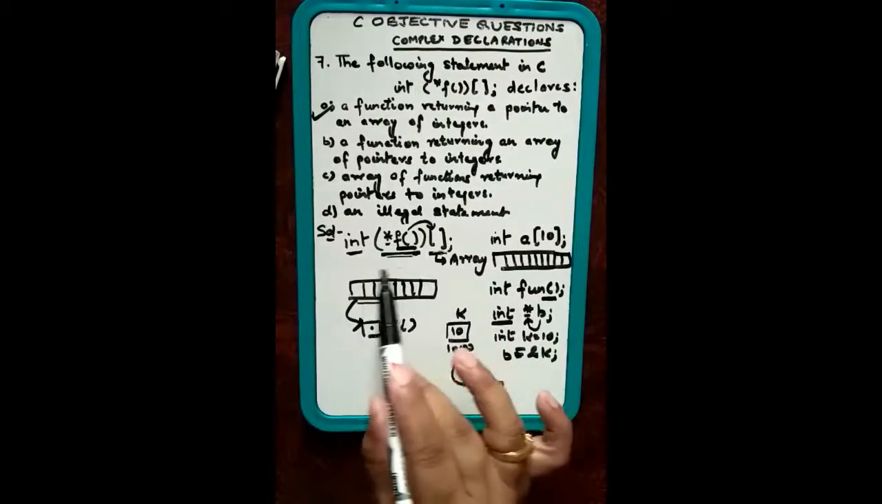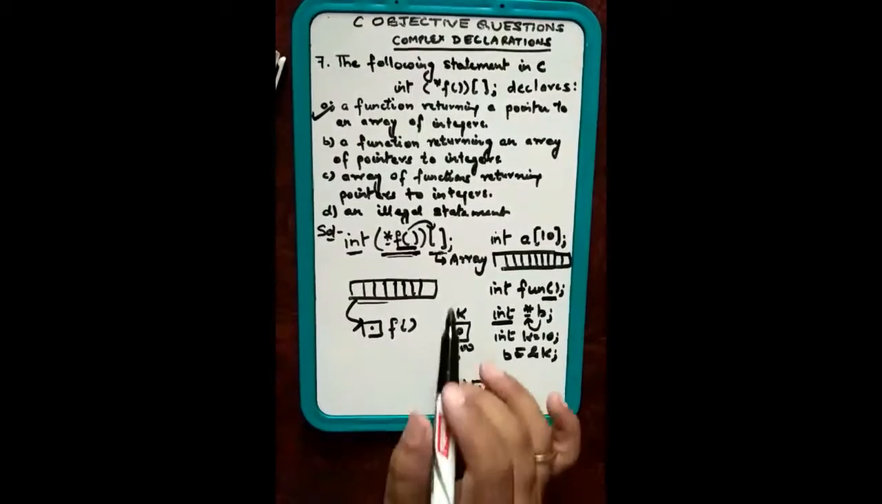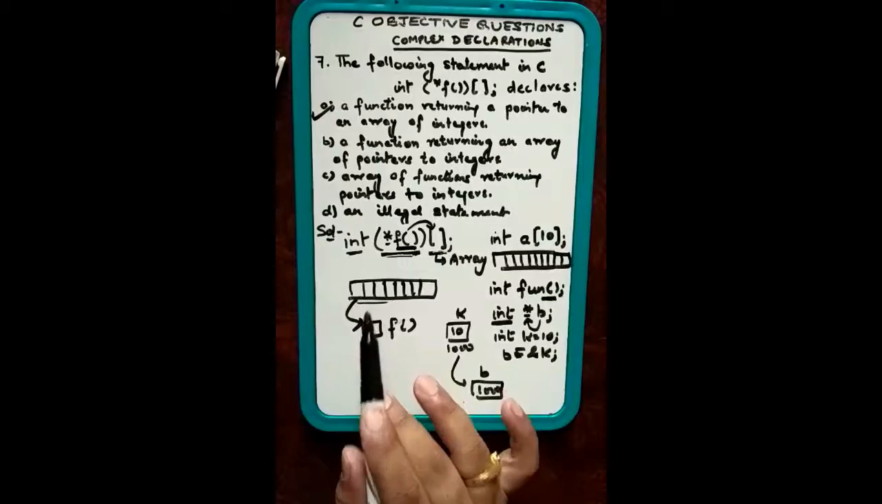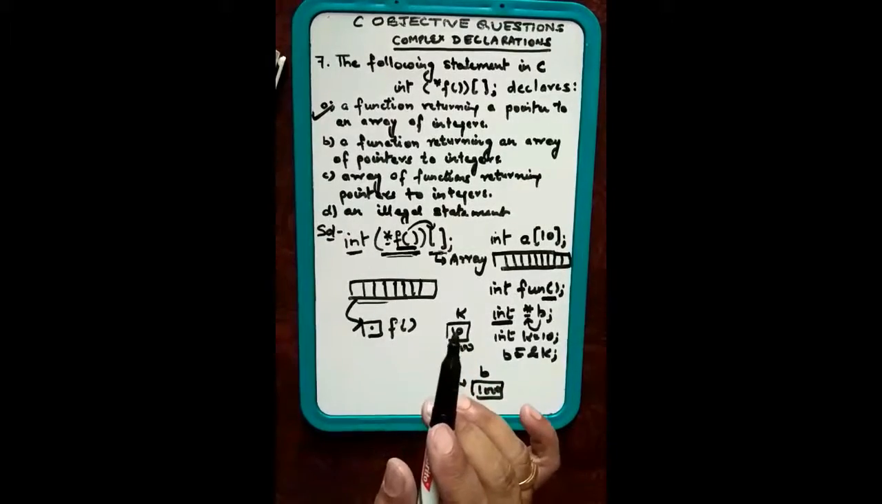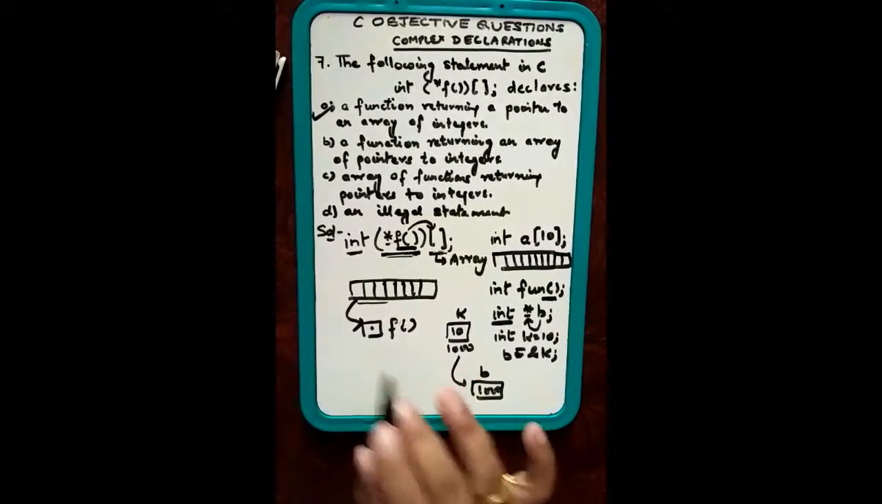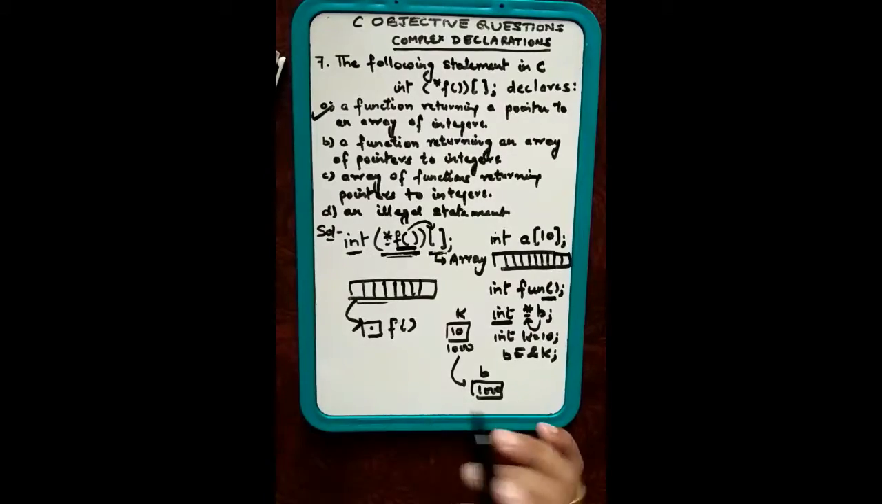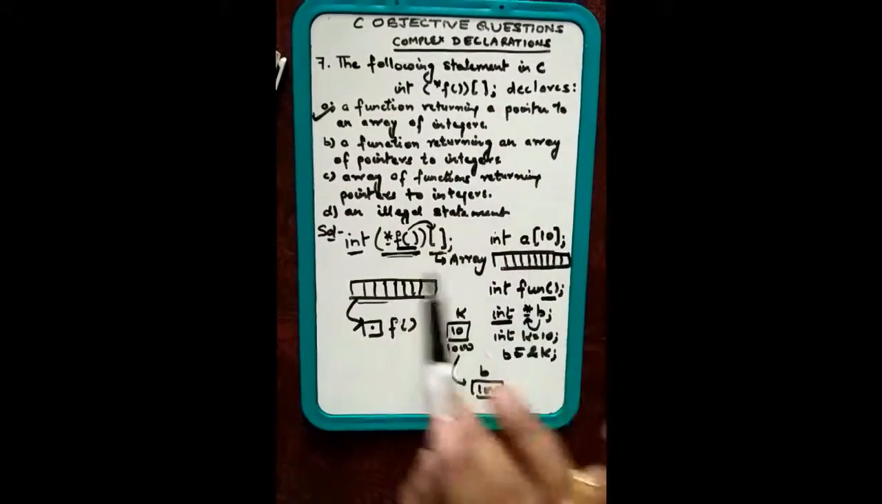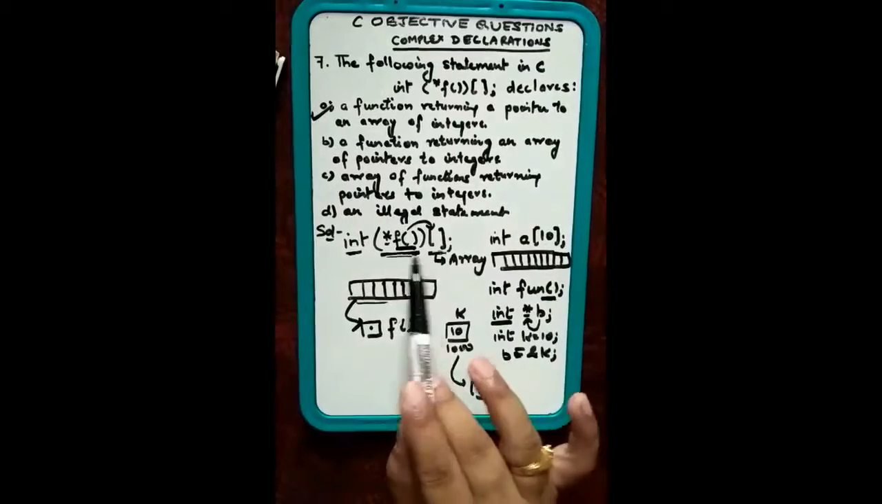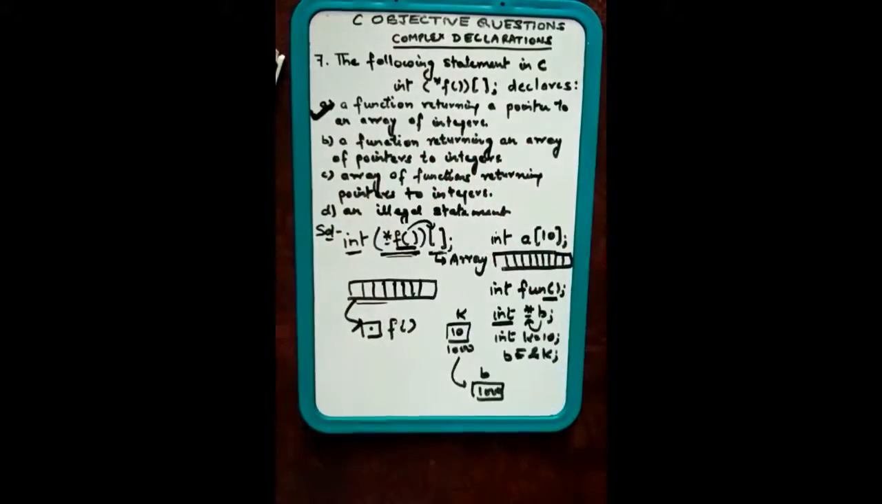That is, we are having an array of integers, let's say of 5 elements, 10 elements, 15 elements. That array's base address is returned by the function. Okay, that is, the function is containing the address of that particular array. So if we check the options here, the first option is a function returning a pointer to an array of integers. This statement is correct, hence the first option is right.